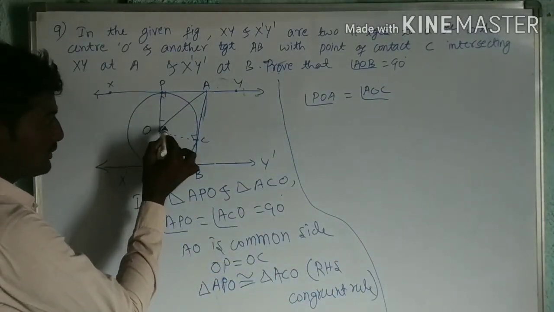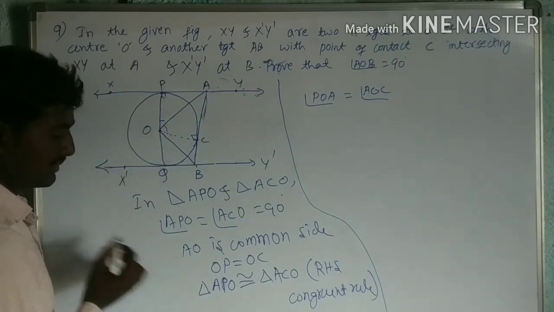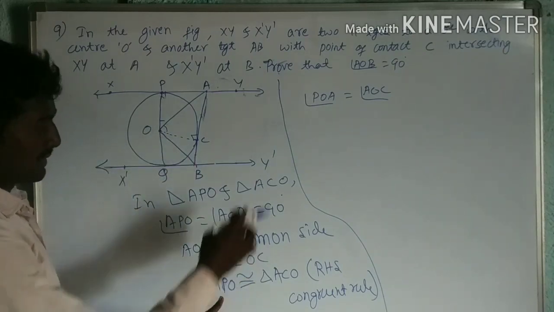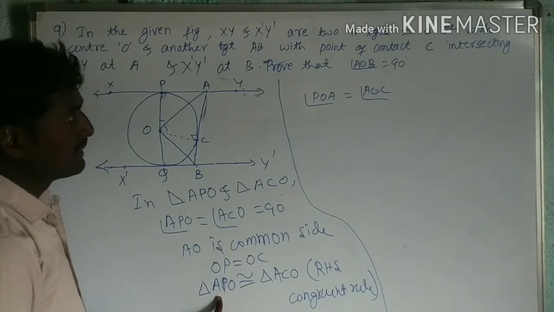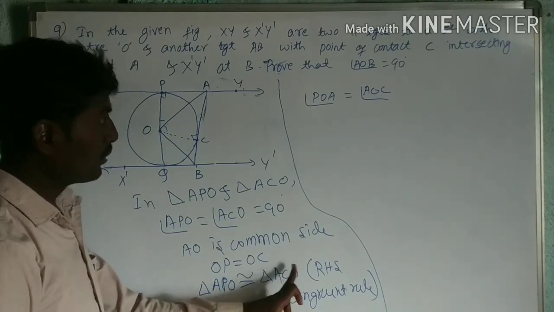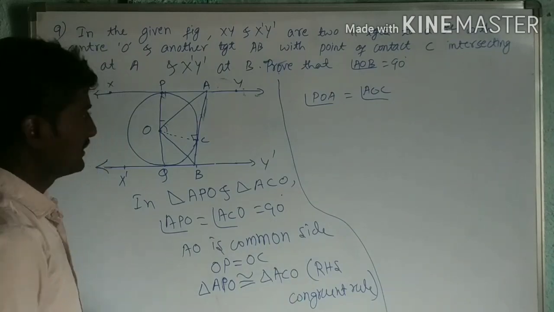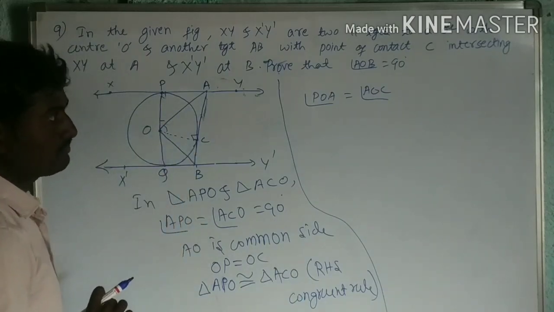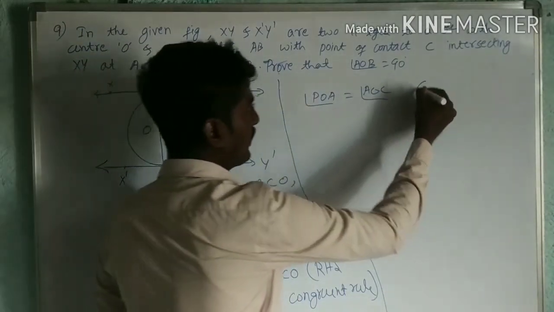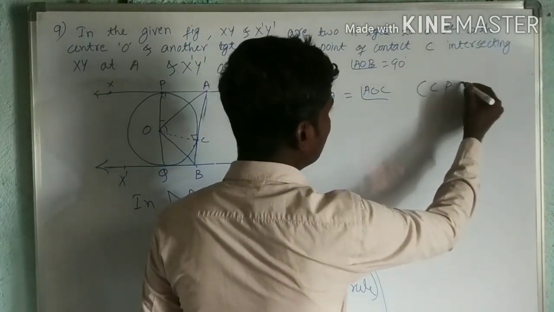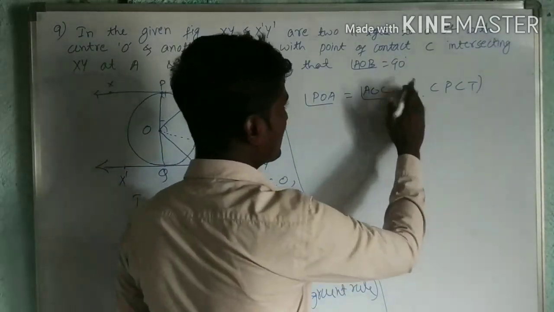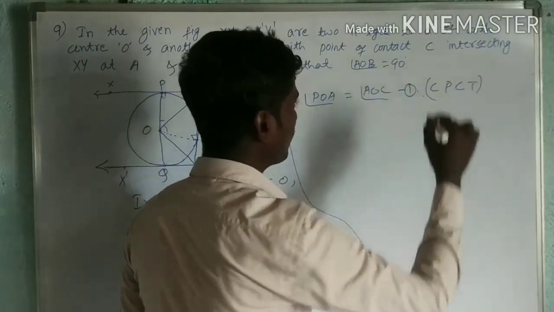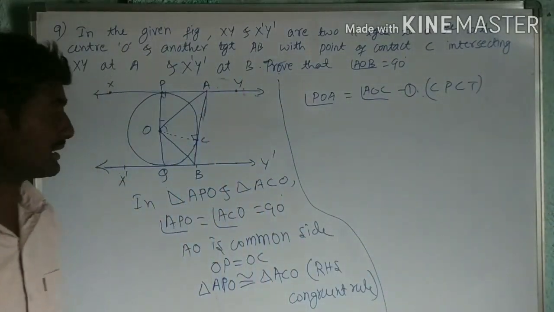So these two angles are equal. Angle POA is equal to angle AOC. This is because of the CPCT rule. I will mention this as equation number 1: angle POA is equal to angle AOC.